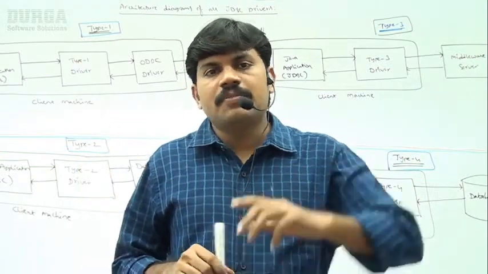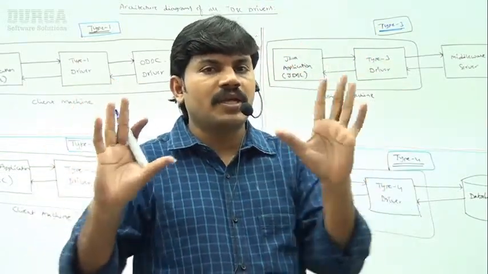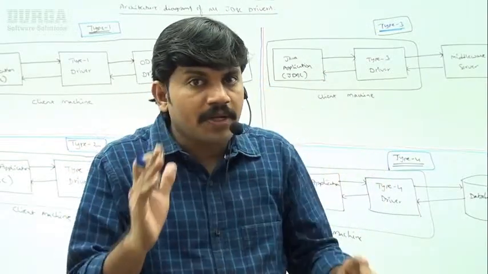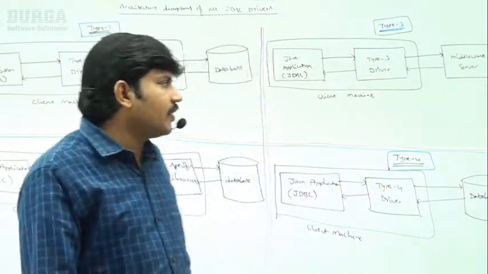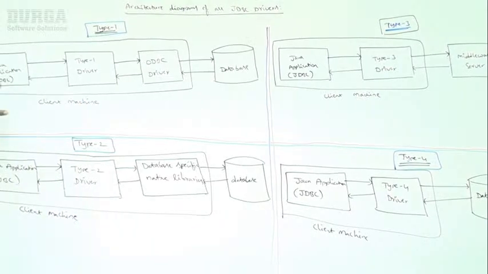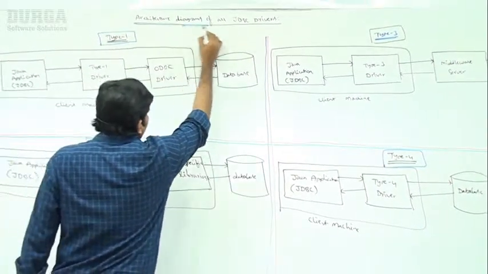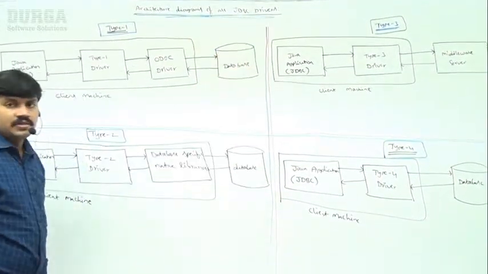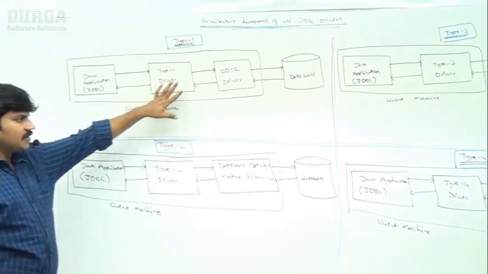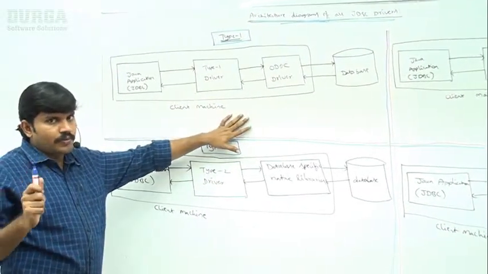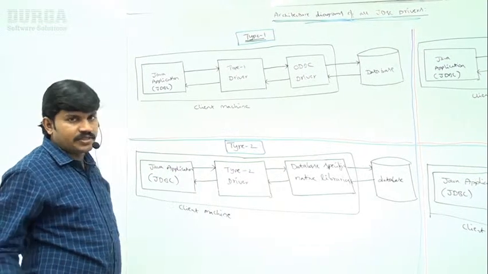Now let me summarize all the 4 diagrams on a single snap so that you people can able to remember well. Have a look once, sir. Here this is the architecture diagrams of all JDBC drivers. All the 4 drivers are already there on the screen so that you people can get much clarity at a time, right? Just observe that.